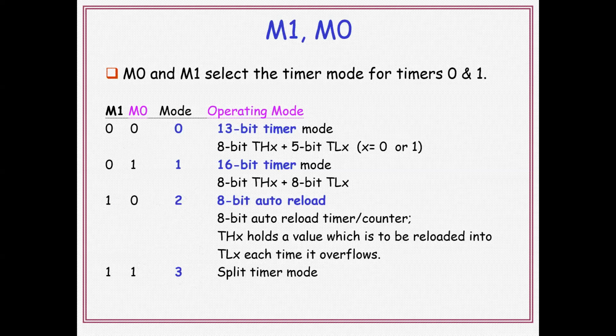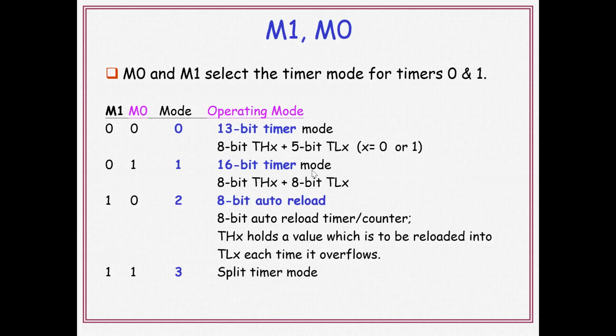What is the difference between these four modes? First one is mode 0. In mode 0, the timer operates in 13-bit timer mode. That is 8 bits from the higher order, TH0 or TH1, and 5 bits from the lower order, TL0 or TL1. So mode 0 is also known as the 13-bit timer or counter mode. And mode 1 is the 16-bit timer mode, where both timers and counters operate with 16 bits.